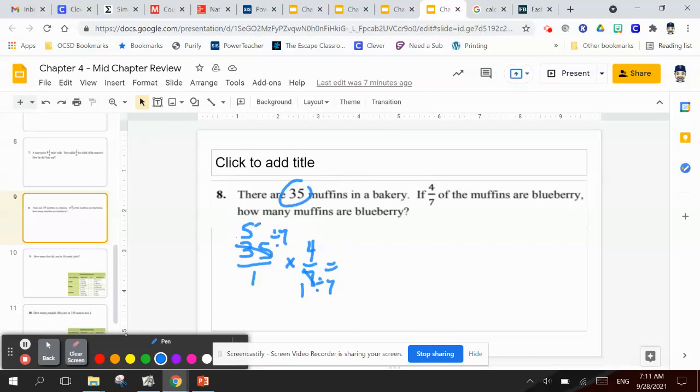So now I can multiply. 5 times 4 is 20. 1 times 1 is 1. So any number over 1 equals that number, so it's 20. And we have to have a label because it's a story problem, muffins. That's how many of those 35 were blueberry.